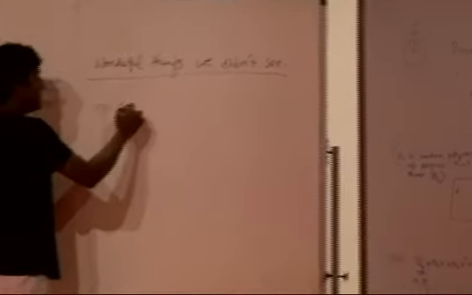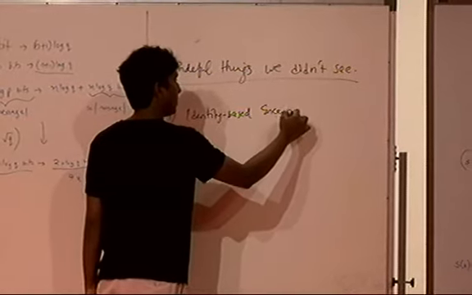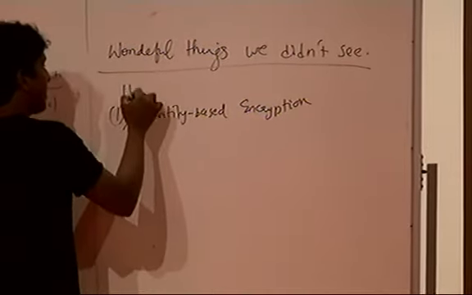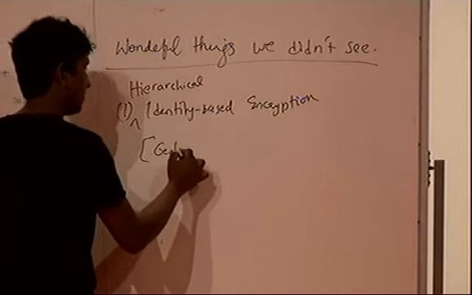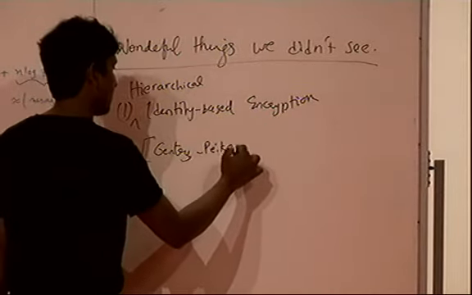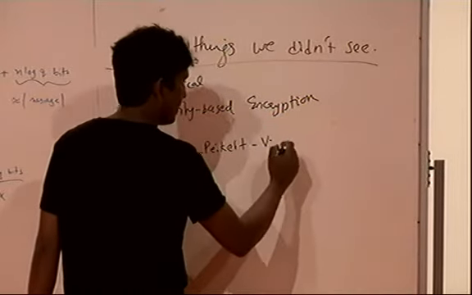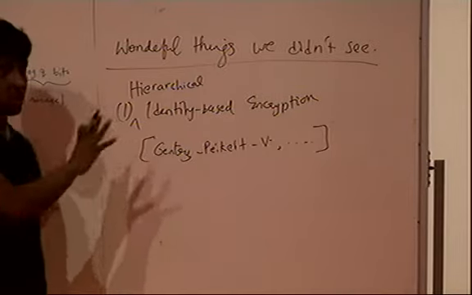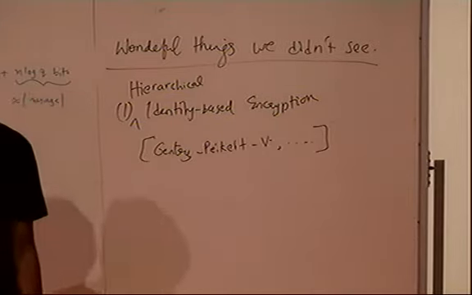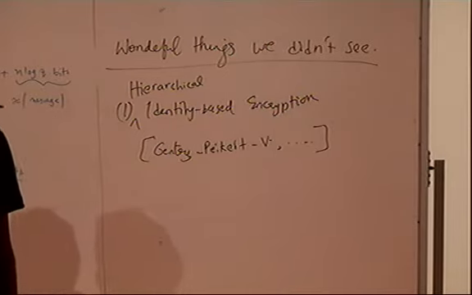What we didn't see? Well, we didn't see identity-based encryption, and hierarchical identity-based encryption. This started with the work of Gentry, Peikert, and Vaikuntanathan, and there's a whole cottage industry of works that construct various kinds of identity-based encryption schemes. In fact, even though I didn't show you the full-fledged identity-based encryption scheme, we already saw one of the basic components of the scheme, which is the dual regev encryption system.